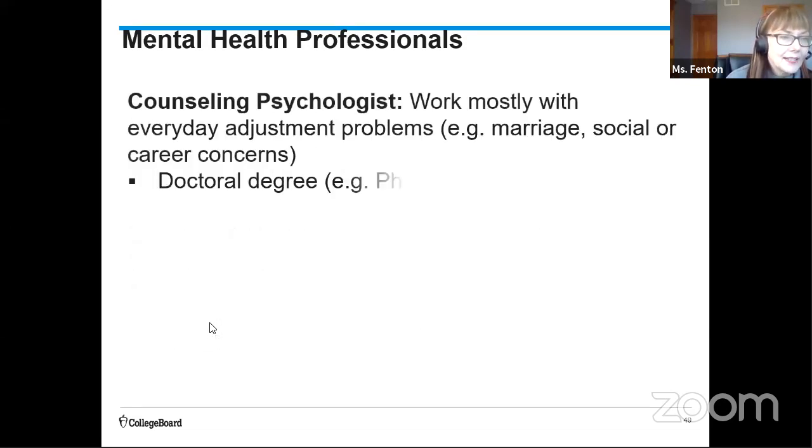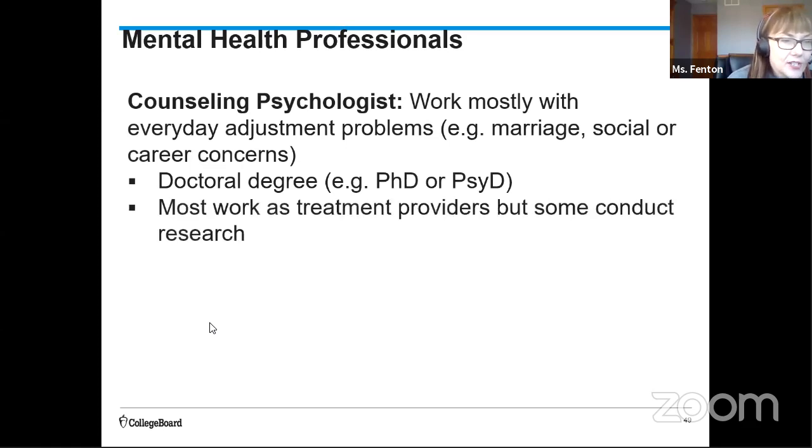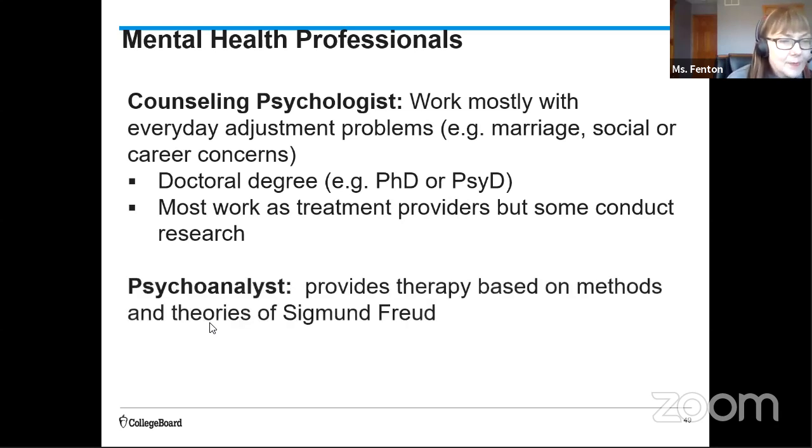A counseling psychologist is also a doctoral degree, and these individuals would work with people who are dealing with everyday adjustment issues. This could be marriage or social or career concerns. They might, however, also work with individuals that have diagnoses like depression or anxiety as well. A psychoanalyst is a special term for a therapist that uses the methods and theories based on Freud's original theories of psychoanalysis.